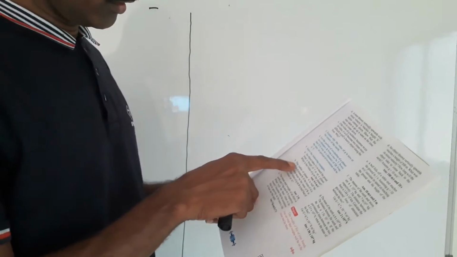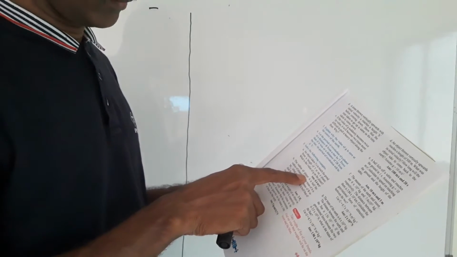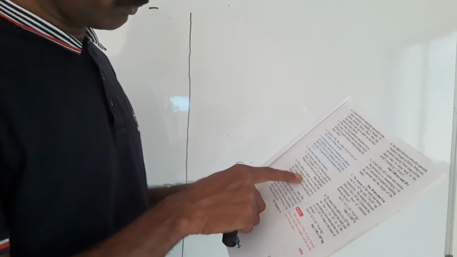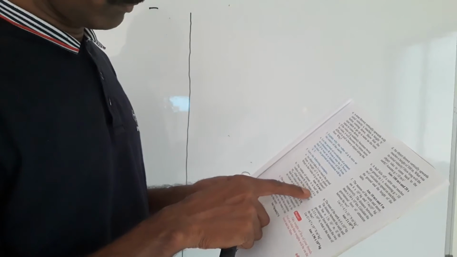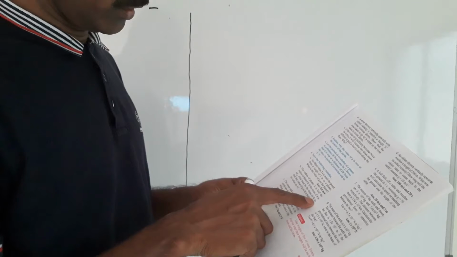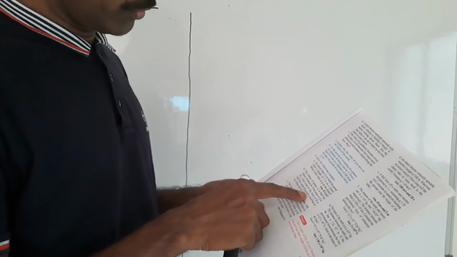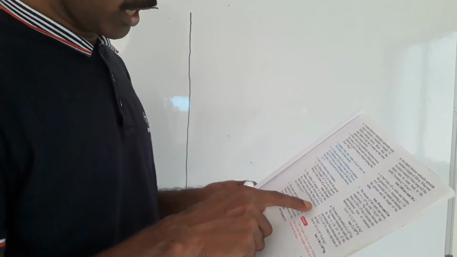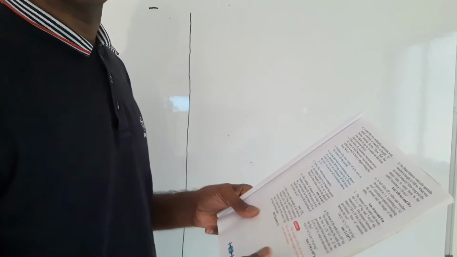Second numerical: the radius of planet A is half the radius of planet B. If the mass of A is ma, what must be the mass of B so that the value of g on B is half that of its value on A?